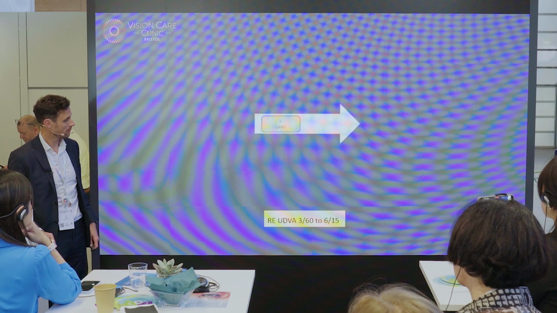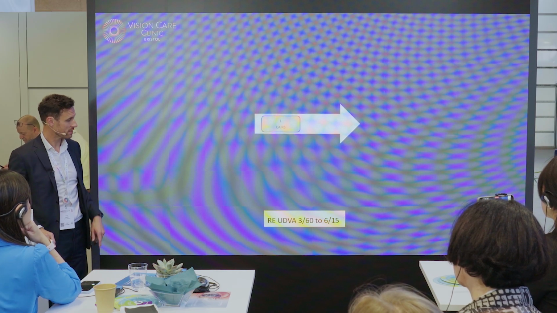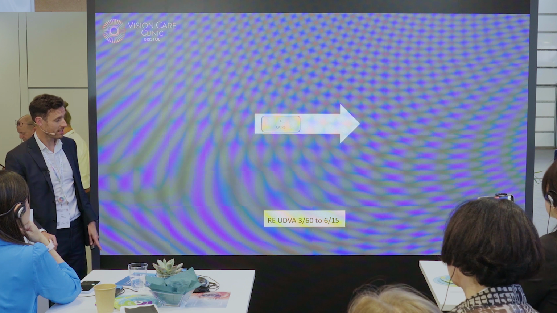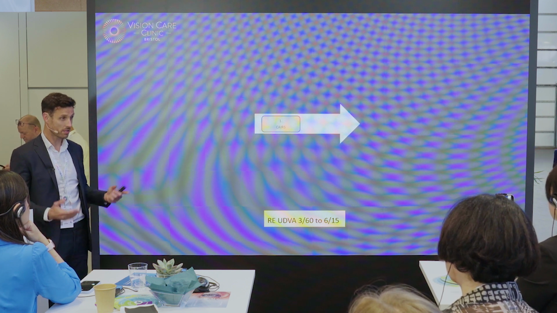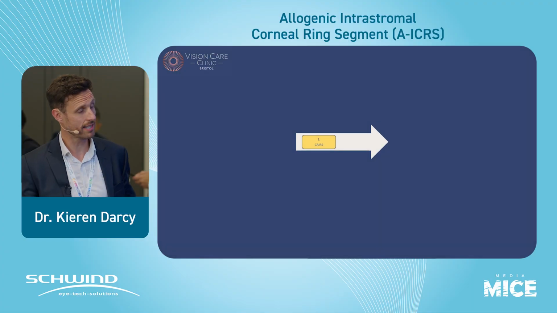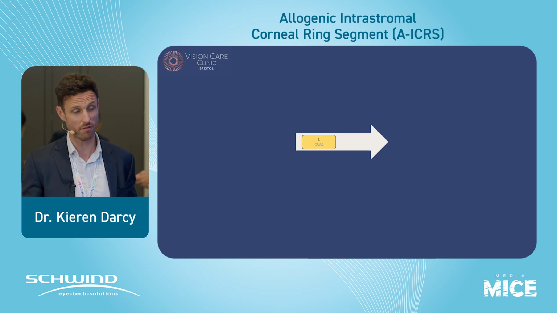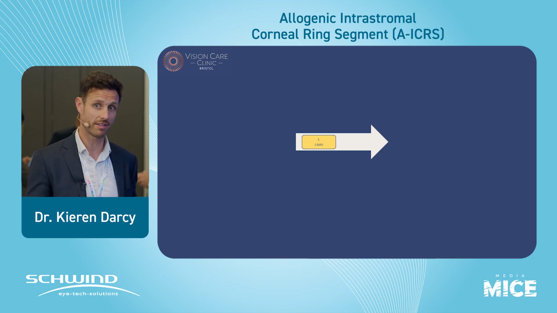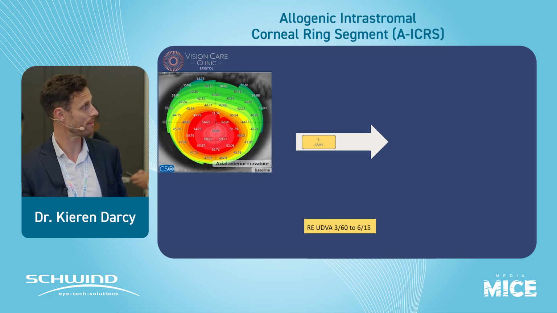So where are we now? Her visions have improved in that right eye from 3/60 to 6/15, which for one of my early cases, I was delighted with and thought, okay, fine, this offers massive reassurance that this is a way forward and it's a good treatment coming.